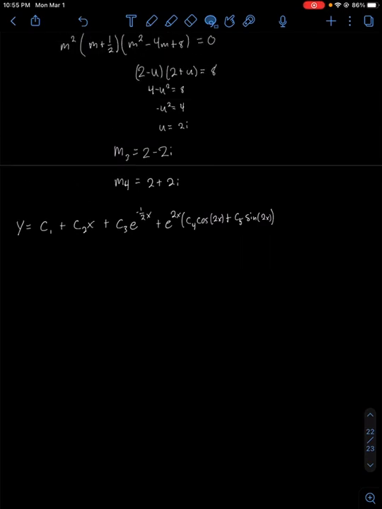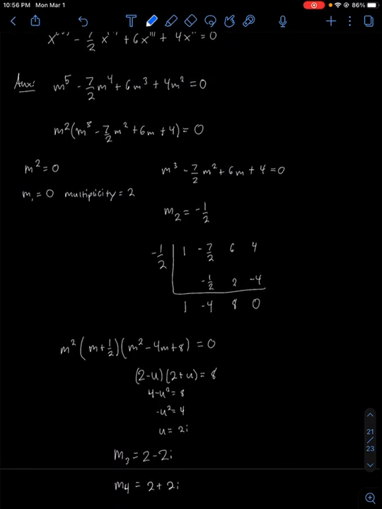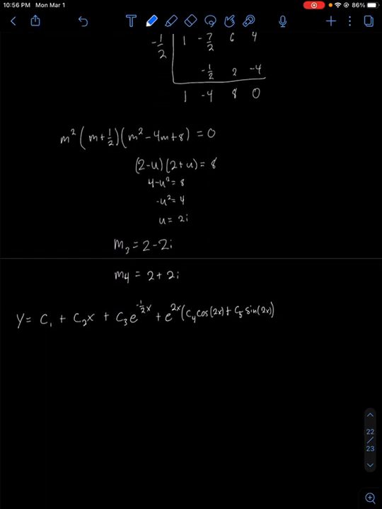I'm going to check the answer. Check the answer on Chegg here. C1 plus C2x plus C3 e to the negative x over 2 e to the 2x C4 cosine of 2x plus C5 sine of 2x. Okay, cool. That's right. Only thing is I didn't put them in terms of S. So that's what it should be.